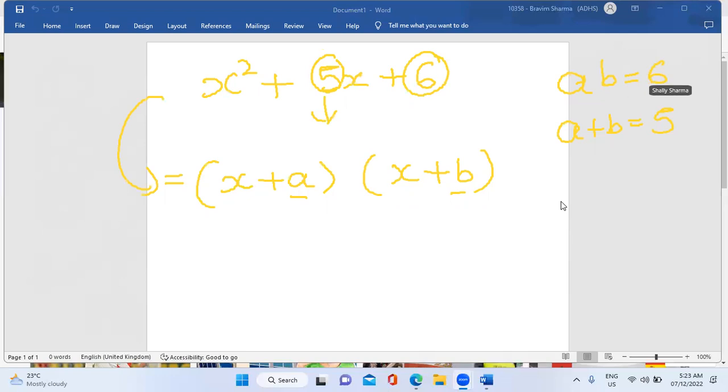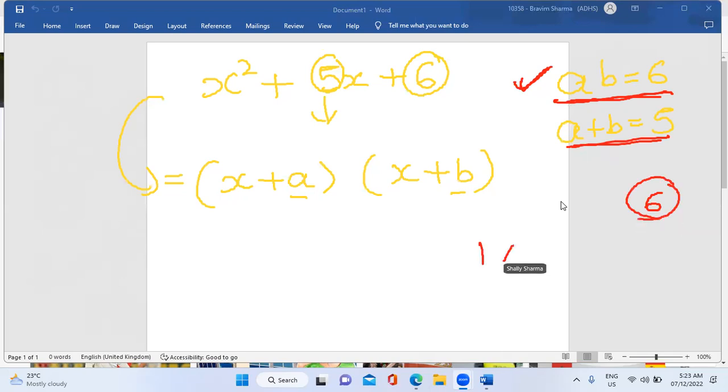I wrote the product on the top because you always start from the product. First, consider the product should be 6, and then we will check the sum as 5. Now this product is 6. There are two numbers whose product is 6. Always start from 1 and form this product. Like 1 times what will give you 6? 1 times 6. 2 times what can give you 6? 2 times 3 can give you 6.